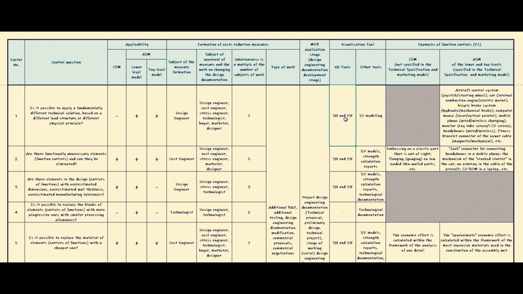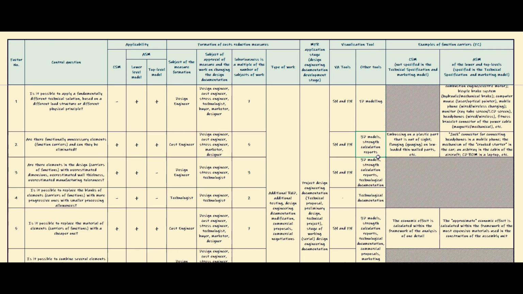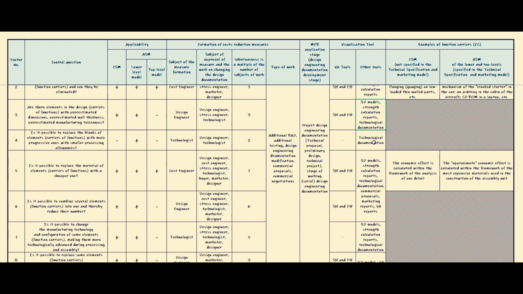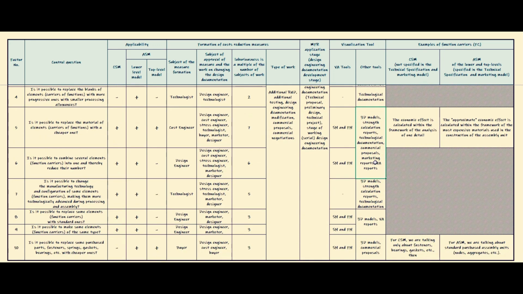The tools used by other specialists of the working group are characterized by a somewhat greater variety, starting from software for 1D modeling in control question number 1, which has a significant degree of abstraction, ending with software products for 3D modeling, stress calculation, writing technological processes, and so on.